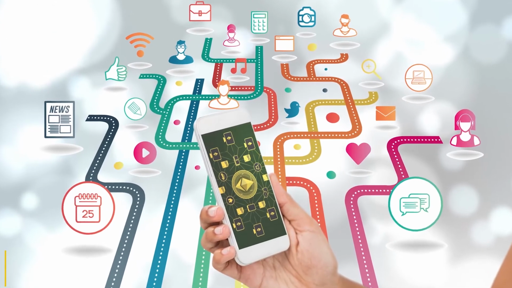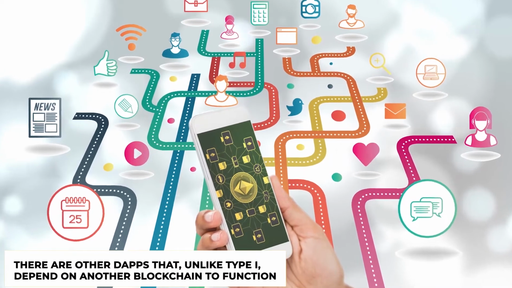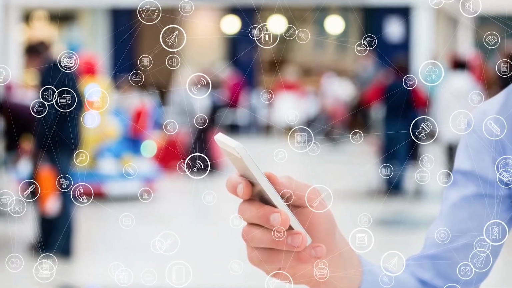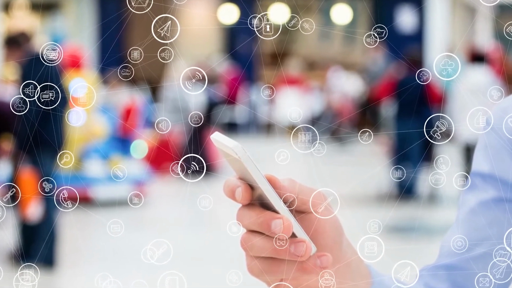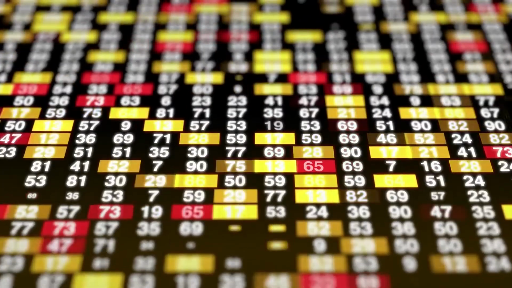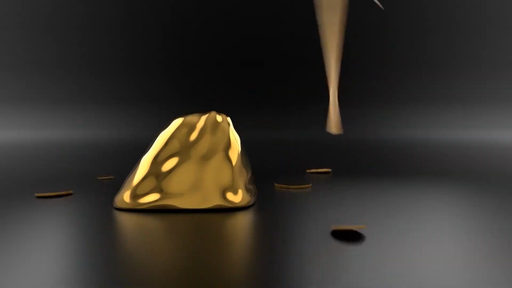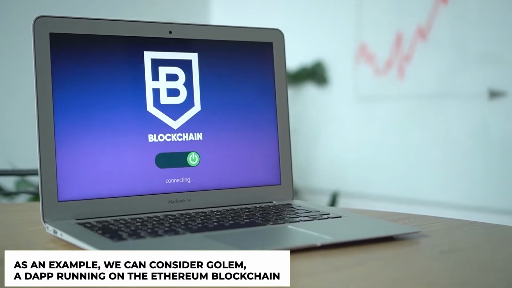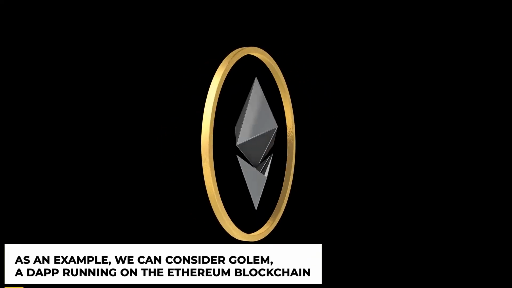Type 2. These are the other dapps that, unlike Type 1, depend on another blockchain to function. They can operate either using their own tokens or using tokens from the other blockchain on which they run. In addition, they depend on the characteristics of the blockchain. As an example, we can consider Golem, a dApp running on the Ethereum blockchain.